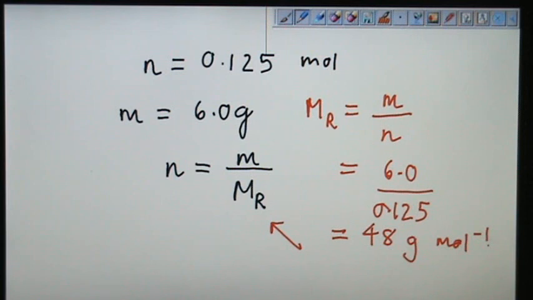Gram per mole. You know why? Because I could put this gram here and mole here, and therefore I get the unit of gram per mole.